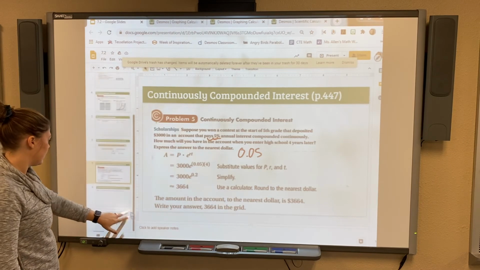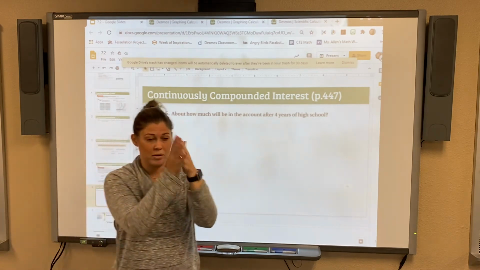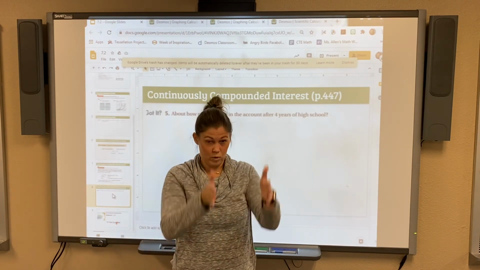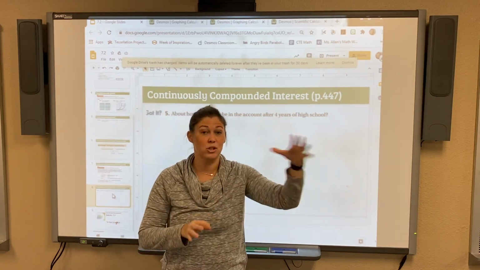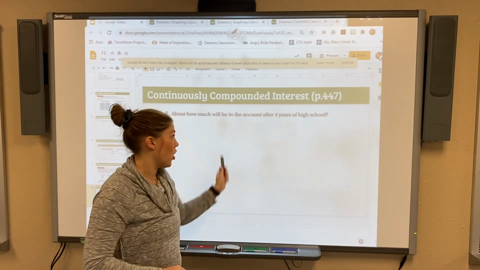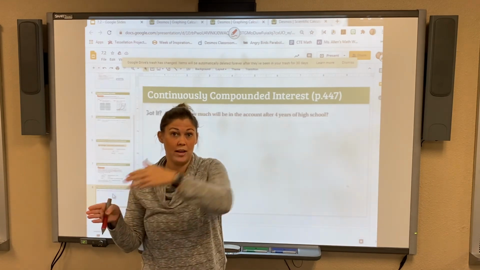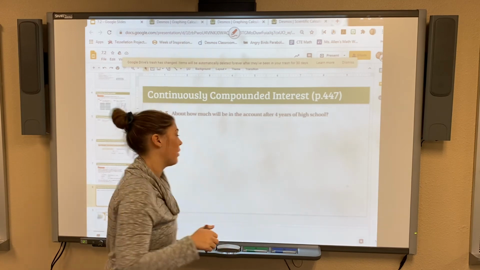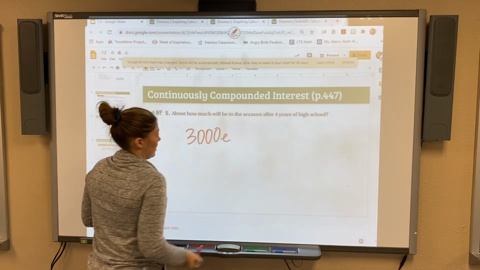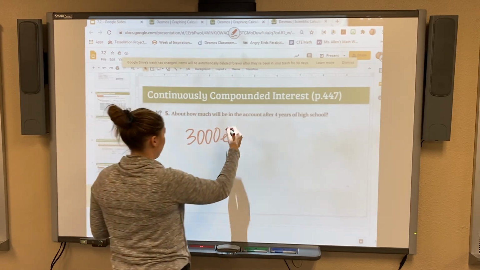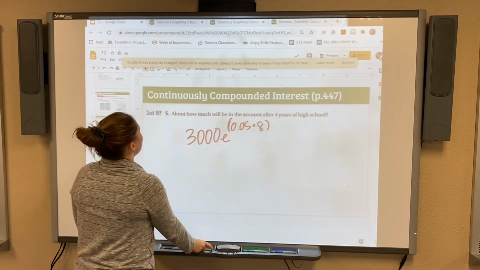Okay, now it says, how much will be in the account after 4 years of high school? Okay, so we put $3,000 in. After 4 years was when we were entering high school, okay? And then it's asking how much after 4 years of high school, so an additional 4 years. So be careful here because our time isn't 4. Our time here is, if we put it in 5th grade and at the end of high school, that would be 8 years, okay? So 3,000 is again how much we put in times E, and our interest rate is continuous. It's the same, it's 0.05, but our time here is 8. So after 8 years, how much do we have?